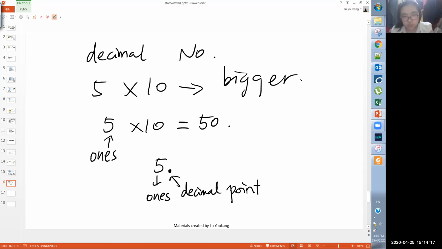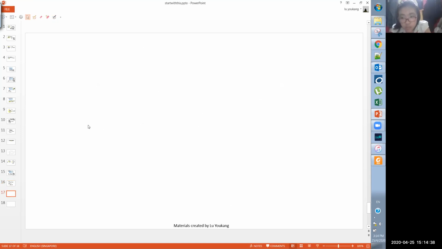Okay. So if you times 10, what it means is your decimal point will move. Let me use another slide. So this is the ones position. This is the tens position. And now of course, this is the hundreds position.